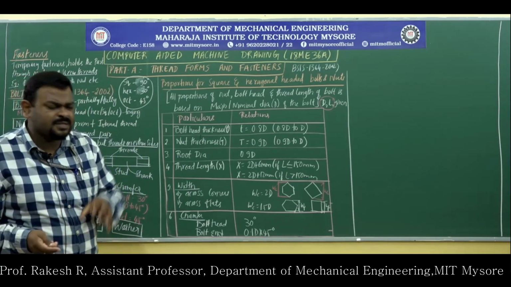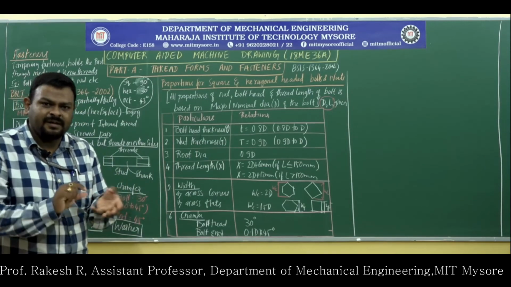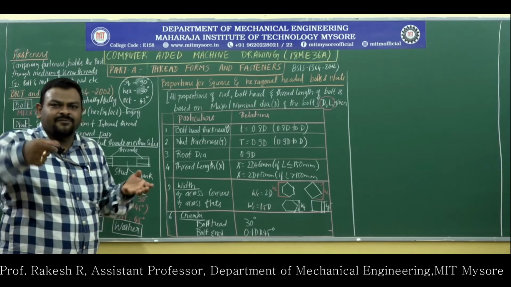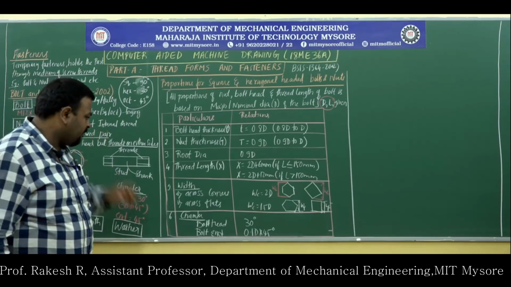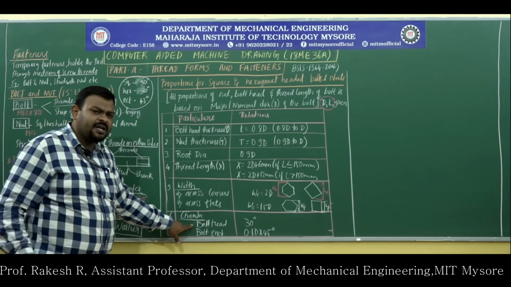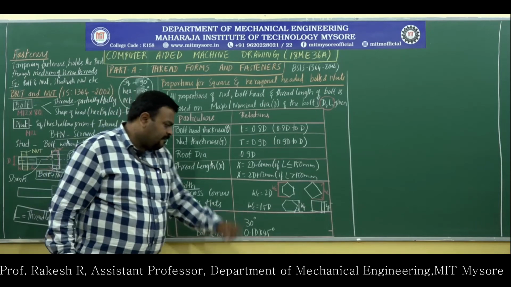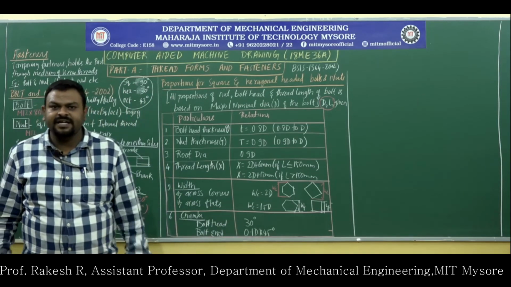Because of that, what happens? There might be wear and tear for the operator if we hold, tighten or loosen it, anything. So for that we will give a chamfer. Again, chamfer for two things: one is the bolt head, that is 30 degrees, and the bolt end, that is 0.1 D into 45 degrees.